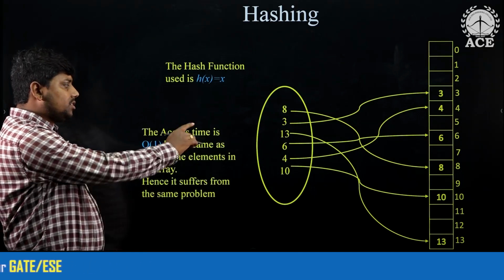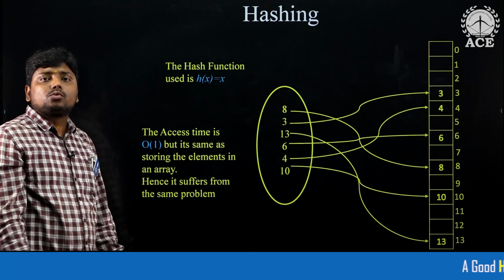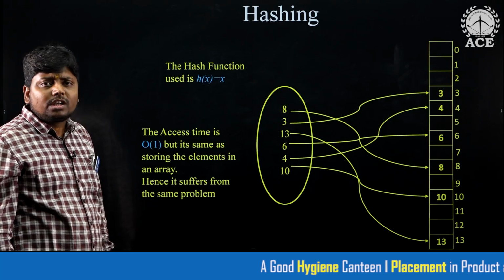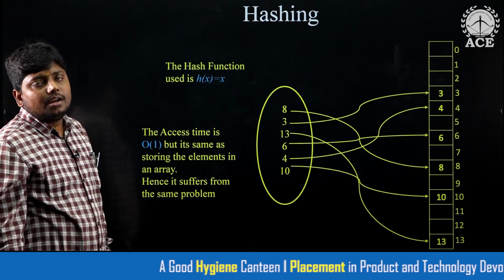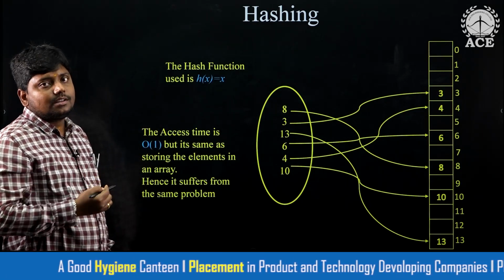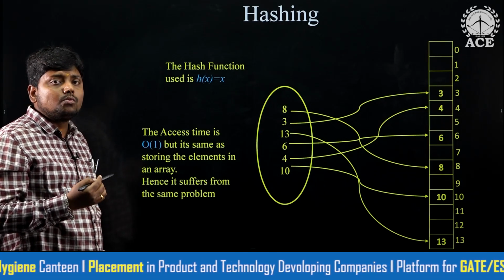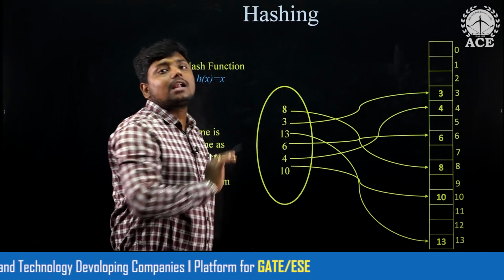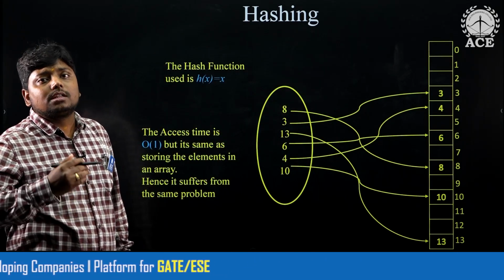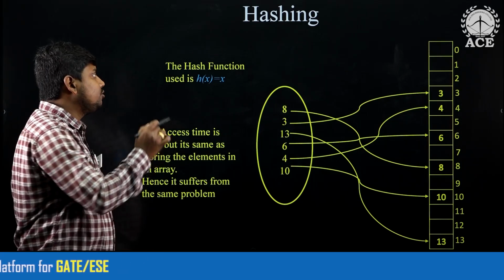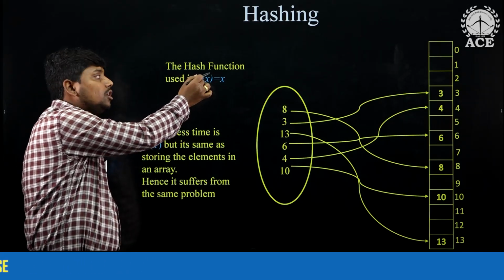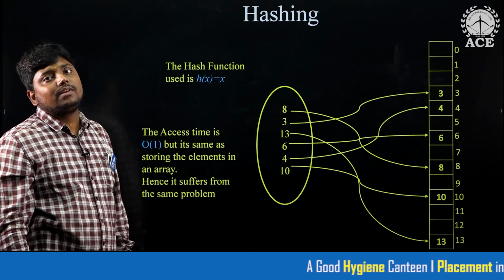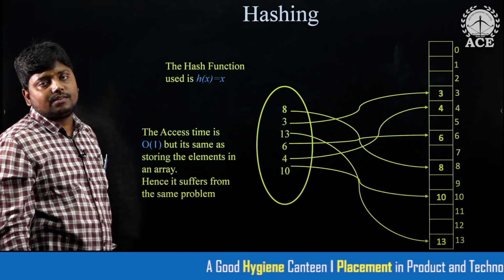Okay, so the access time is order of 1, but it is the same as storing the elements in an array that we have seen in our last example. Then what is the use again? Yeah, we can change the hash function. We can change the hash function according to our own convenience, so that a minimum of space is left unused and the algorithms become efficient. That's why we are in a position to modify this hash function. We will always have that flexibility to modify the hash function.